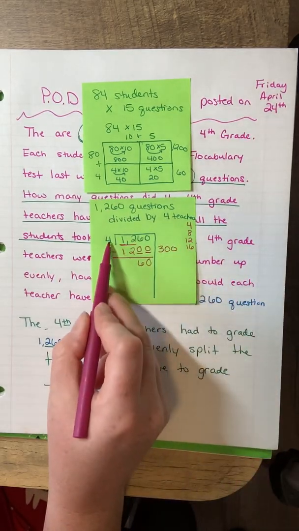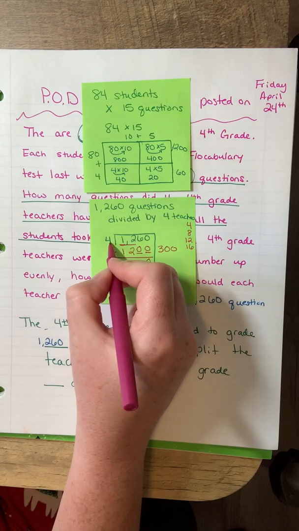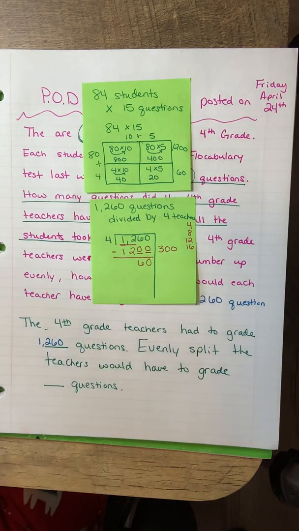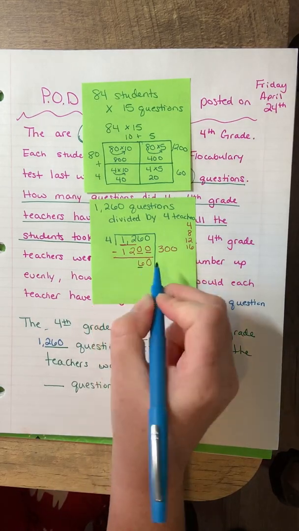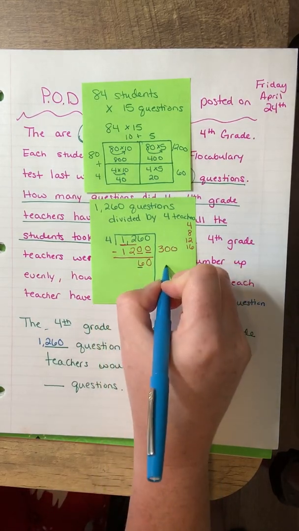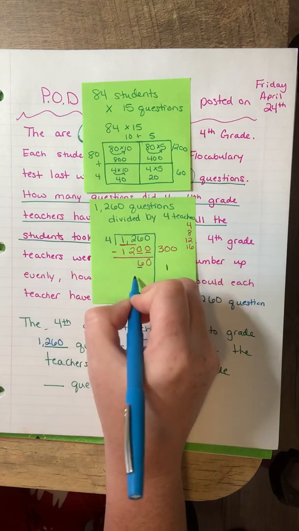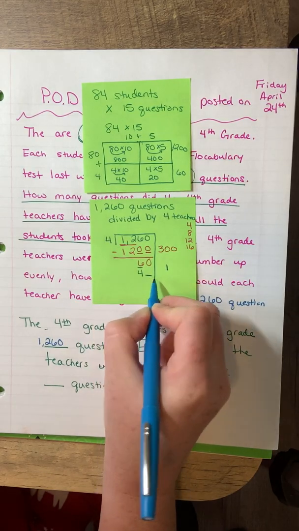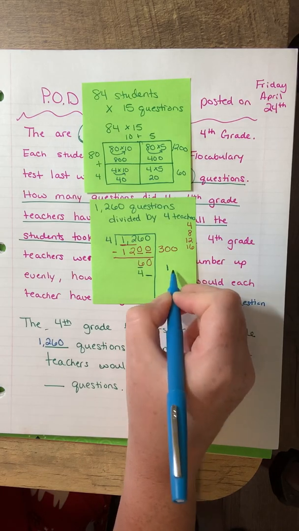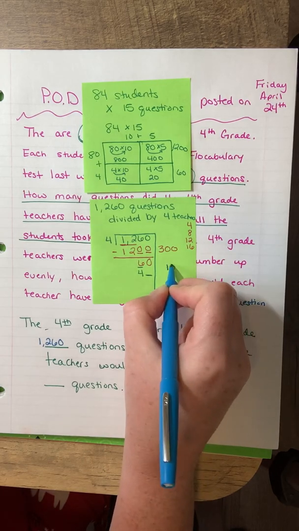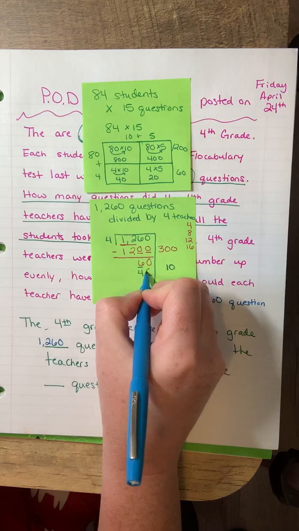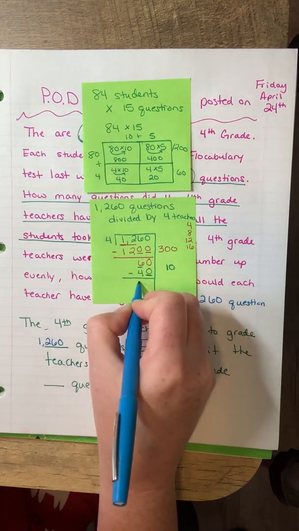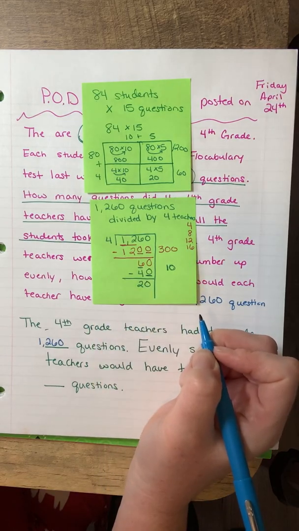Now I want to know how many times does 4 go into 6? Right, 1 time. 1 times 4 is 4, but we can't leave that space. So what do we need here? Right, there needs to be a 10. 10 times 4 is 40. Subtract. We have 20 left over.